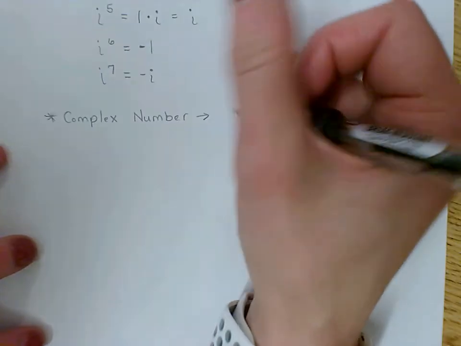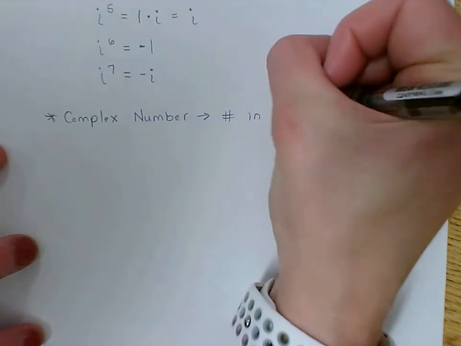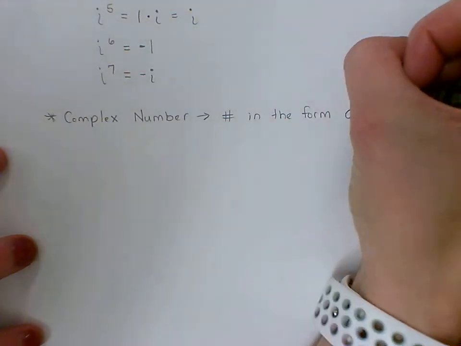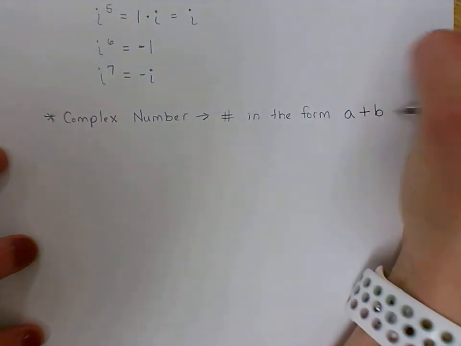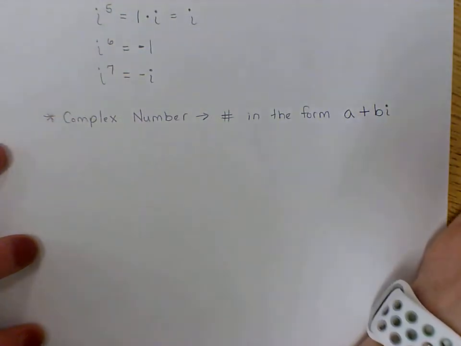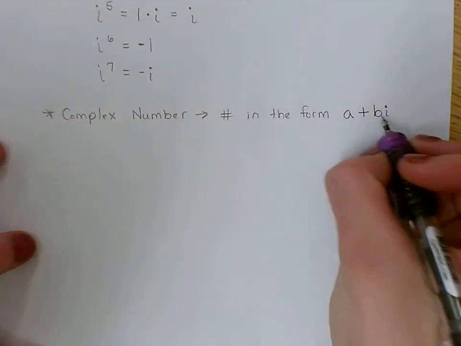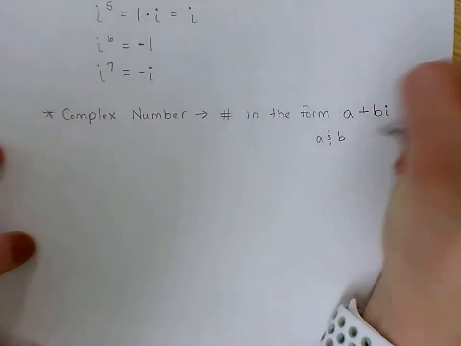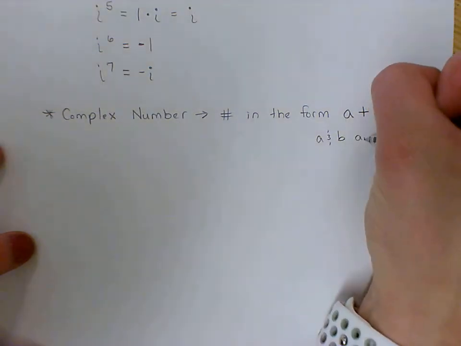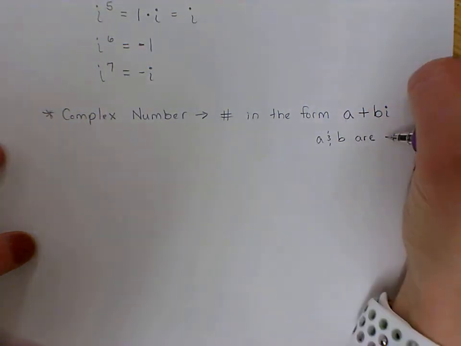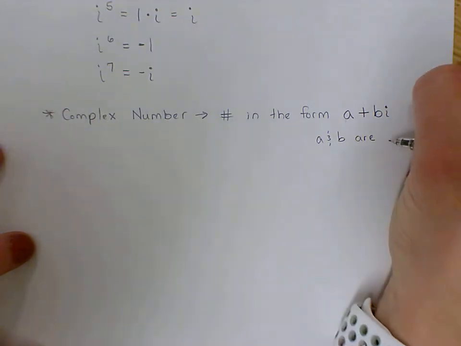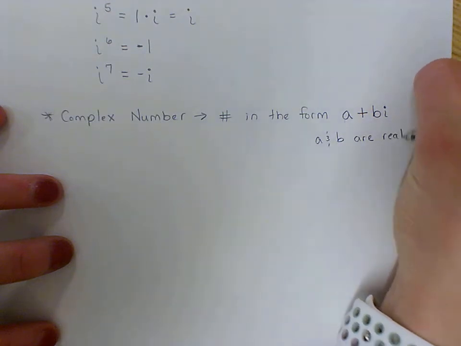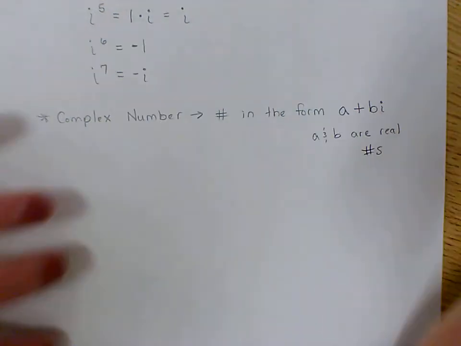So it looks like this. It's a number in the form of, you have a number plus another number, and that's the one that has the i with it, okay? And so these two, the a and the b, are going to be real numbers, okay? And then because the i is with the b, that makes it part of the imaginary part. So a and b are real numbers. Okay, and then the i is the imaginary number.